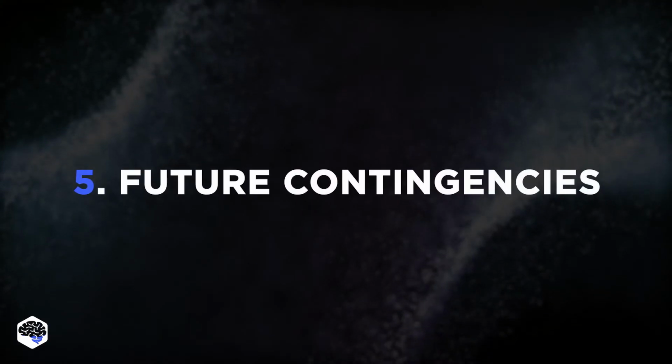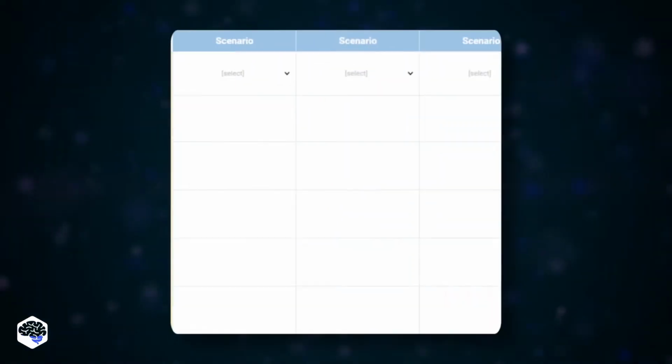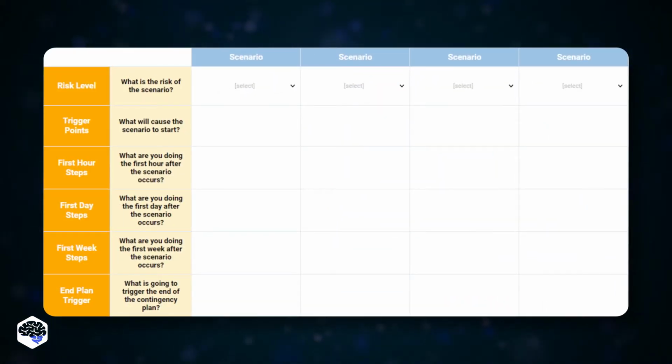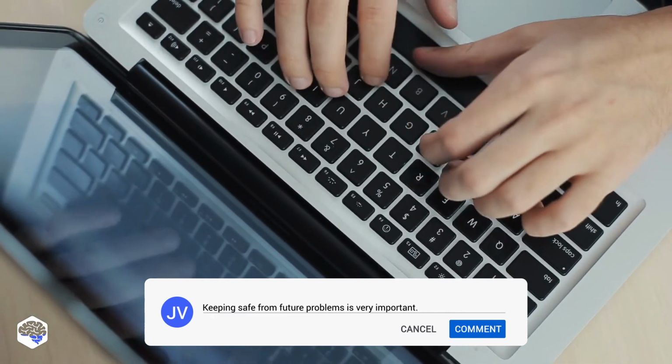The Future Contingencies section contains a plan that describes risks and their estimated costs, and it is probably one of the most valuable sections. Do you agree? Share your thoughts under the video.